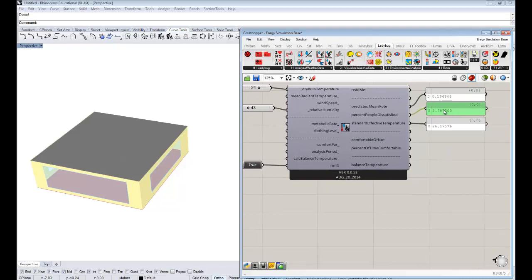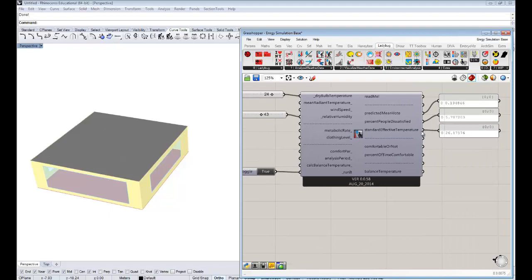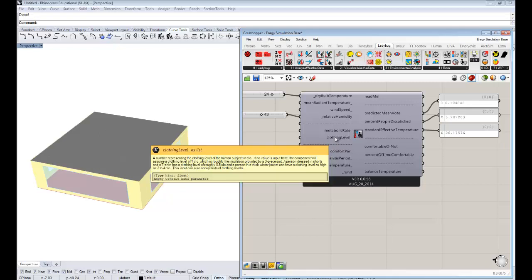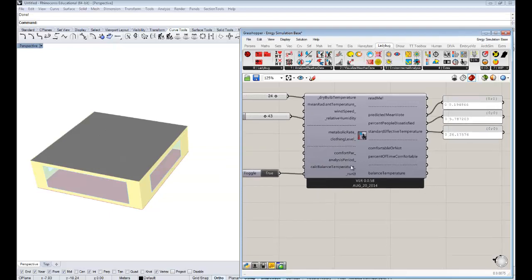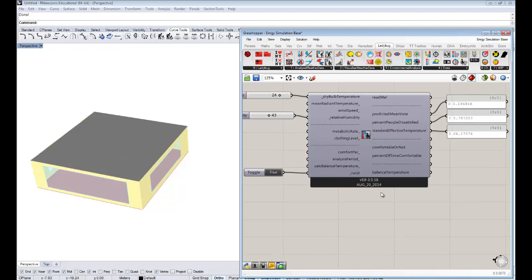And you see right now, these are very comfortable conditions because only about 5% of people are dissatisfied. And you may also be surprised, as I was when I first started learning this, that it's not possible to get 100% of people comfortable. You're always going to have some percent of people dissatisfied with this model. That's predominantly because you're restricting people's metabolic and clothing rate, so you don't give people the freedom to change their clothing. There's no way that you're able to make everyone happy. And that's also an important lesson to take away from this comfort model.